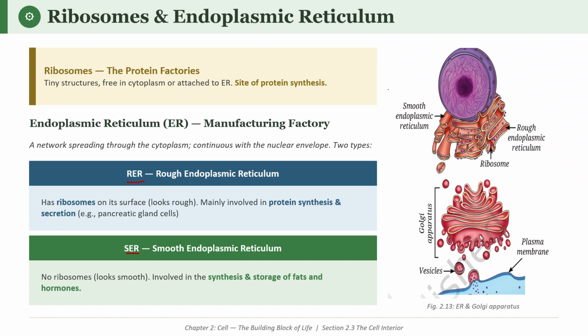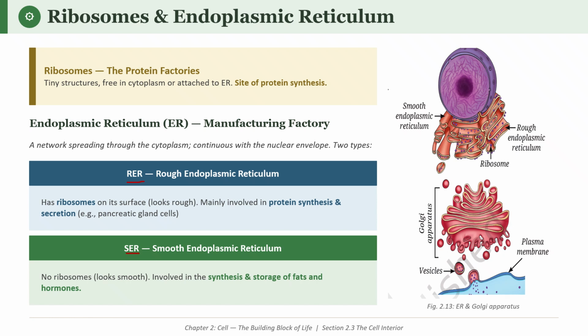Let's take the first one, rough endoplasmic reticulum. It contains ribosomes on its surface. That is why it looks rough, right? What is its function? Protein synthesis. The main function is protein synthesis and also protein transport. For example, pancreatic gland cells contain an abundance of rough endoplasmic reticulum.